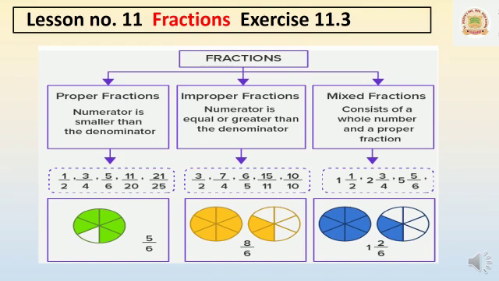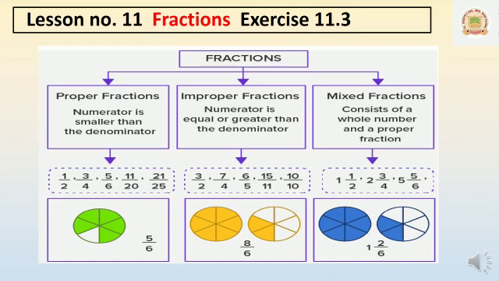Now the third kind, mixed fractions, consist of a whole number and a proper fraction. There is one complete thing along with a fraction. A fraction is a part of a whole, so some part will also come. For example, given is 1 whole 1 by 2, 2 whole 3 by 4, 5 whole 5 by 6. 1 whole 1 by 2 means 1 is a complete thing and 1 by 2 means half portion of it. Again, 2 whole 3 by 4 means 2 complete along with 3 by 4 portion. Like this it is called a mixed fraction.